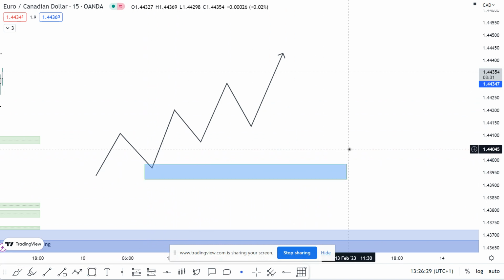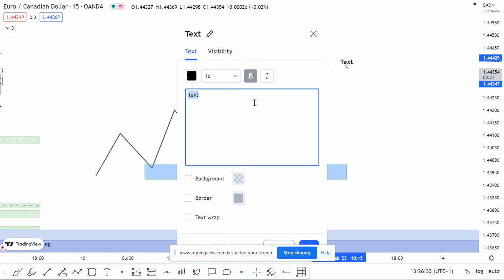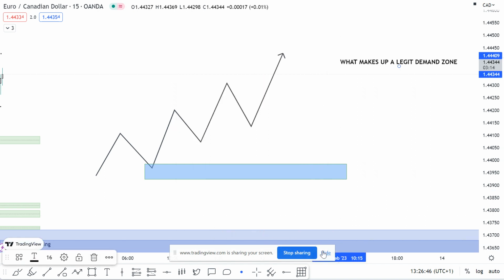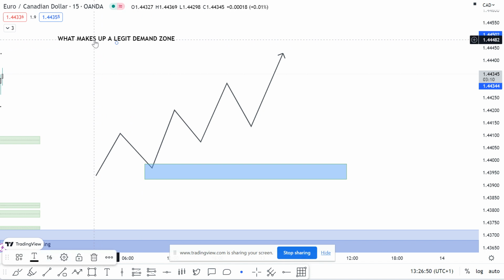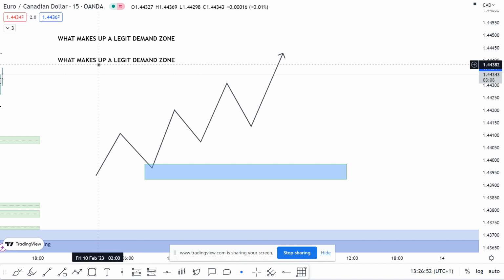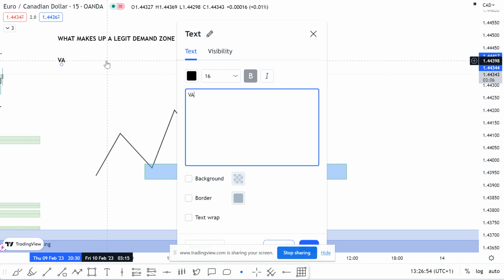But first, the main thing you're going to ask me is what makes the demand zone? What makes up a legit demand zone? I'm not going to be going into so much detail, all right? So what makes up a legit demand zone? One, a valid break of structure.